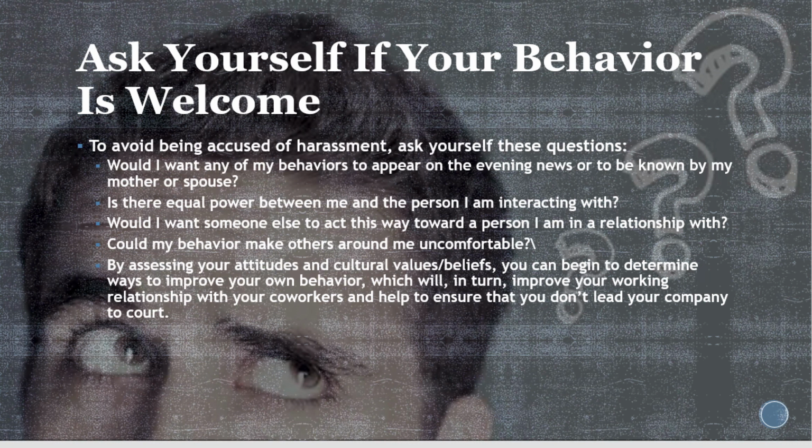By assessing your attitudes and cultural values and beliefs, you can begin to determine ways to improve your own behavior, which will in turn improve your working relationship with your coworkers and help to ensure that you don't lead your company to court.